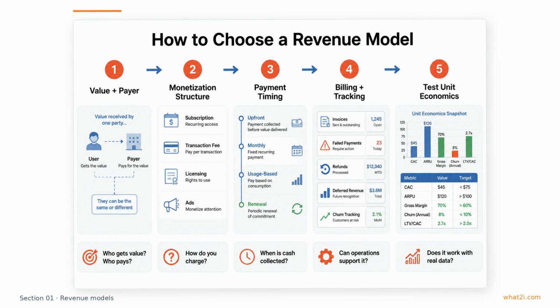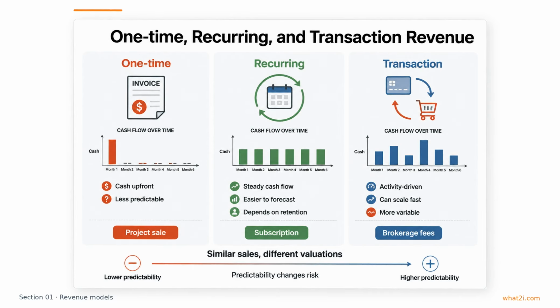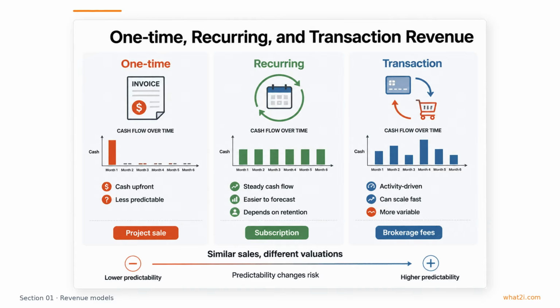Different revenue streams produce very different financial patterns, even when total sales look similar on paper. One-time revenue brings cash immediately, which can be helpful, but it often creates a stop-and-start business that must keep finding new purchases. Recurring revenue is usually easier to forecast because existing customers keep paying, assuming retention remains healthy. Transaction revenue can scale quickly when activity rises, but it can also fall just as quickly when demand or engagement weakens.